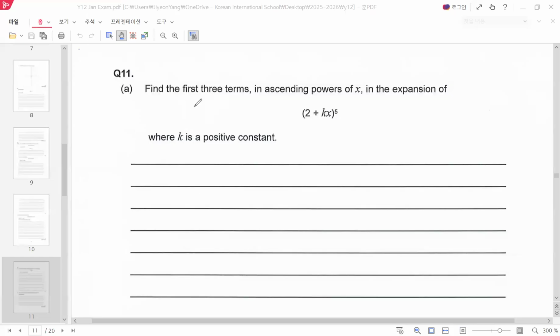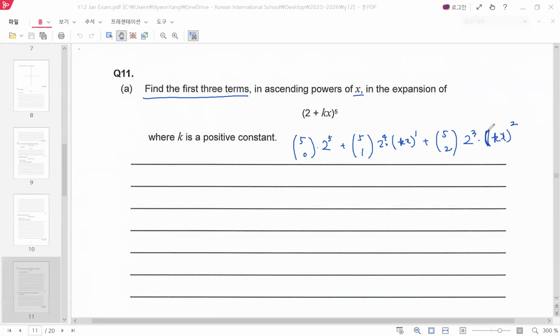Let's see question 11. Find the first 3 terms in ascending powers of x in the expansion of where k is a positive constant. So by using the formula book, we can find it: 2 to the power of 5 plus 5 combination 1, 2 to the power of 4, and then kx, 5 combination 2, 2 to the power of 3, and then kx squared.